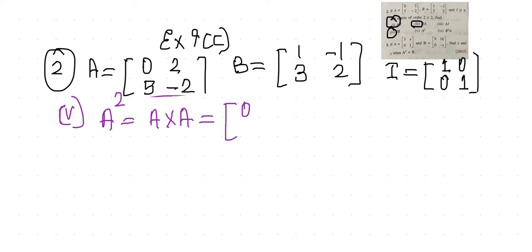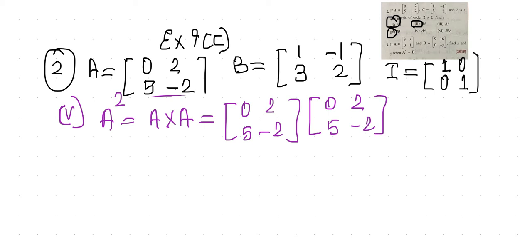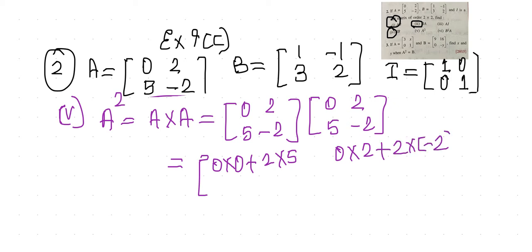You will be finding it like this: 0, 2, 5, minus 2, again 0, 2, 5, minus 2. Then we will be just multiplying this. How are you going to multiply this, children? This is 0 into 0 plus 2 into 5. And here I will be having 0 into 2 plus 2 into minus 2. In the second row, I will be having 5 into 0 plus minus 2 into 5. And here I will be having 5 into 2 plus minus 2 into minus 2.